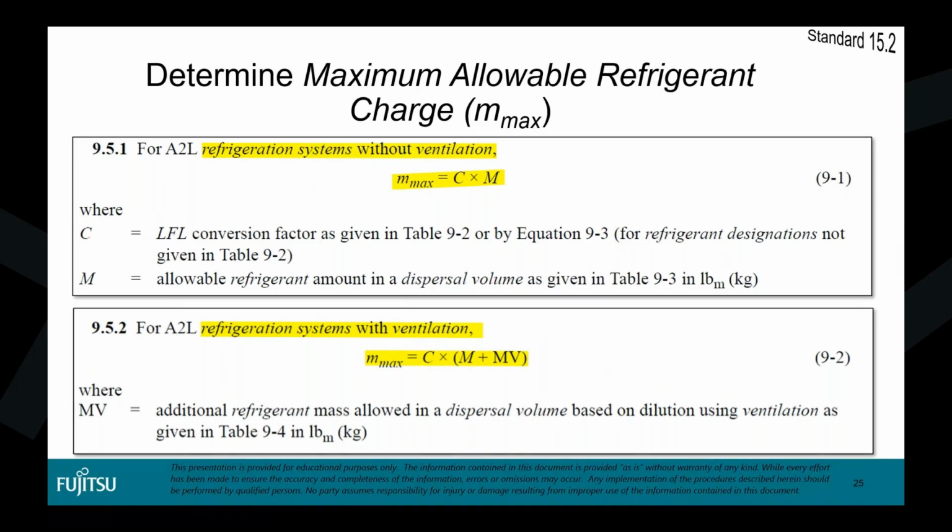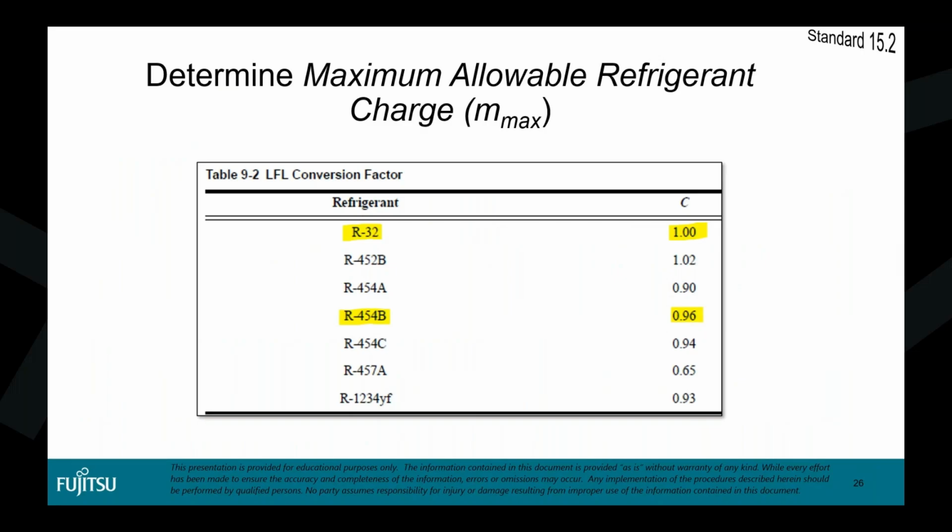Ventilation in this case is ventilation for dilution of a leak, so you bring in fresh air basically for dilution. If you have ventilation, we go to the one below, same thing. M max is the same constant multiplied with M, and now we have MV, which is an additional number because we have ventilation. So let's take a look at those tables. This is the C factor, straight from a table. R32 is 1. So you can kind of see when they developed these standards, they looked at R32 and then they added a few.